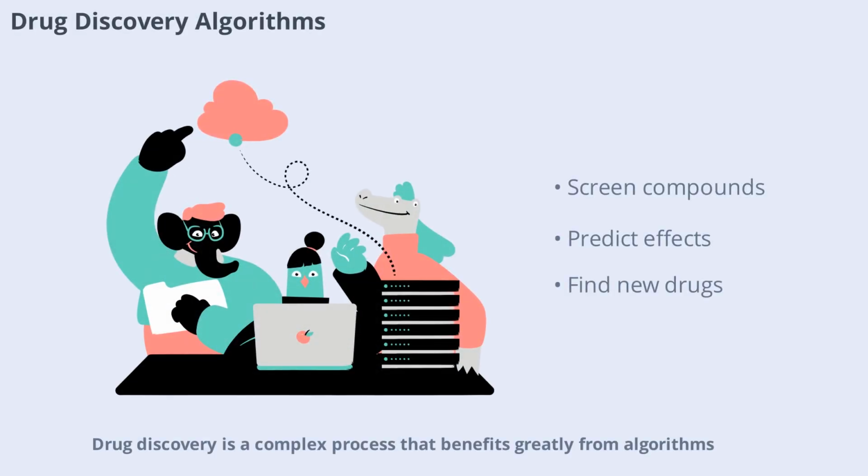Drug discovery is a complex process that benefits greatly from algorithms. Algorithms can screen millions of compounds, predict their effects, and identify promising drug candidates. This speeds up the discovery process, reduces costs, and increases the chances of finding effective new medicines.